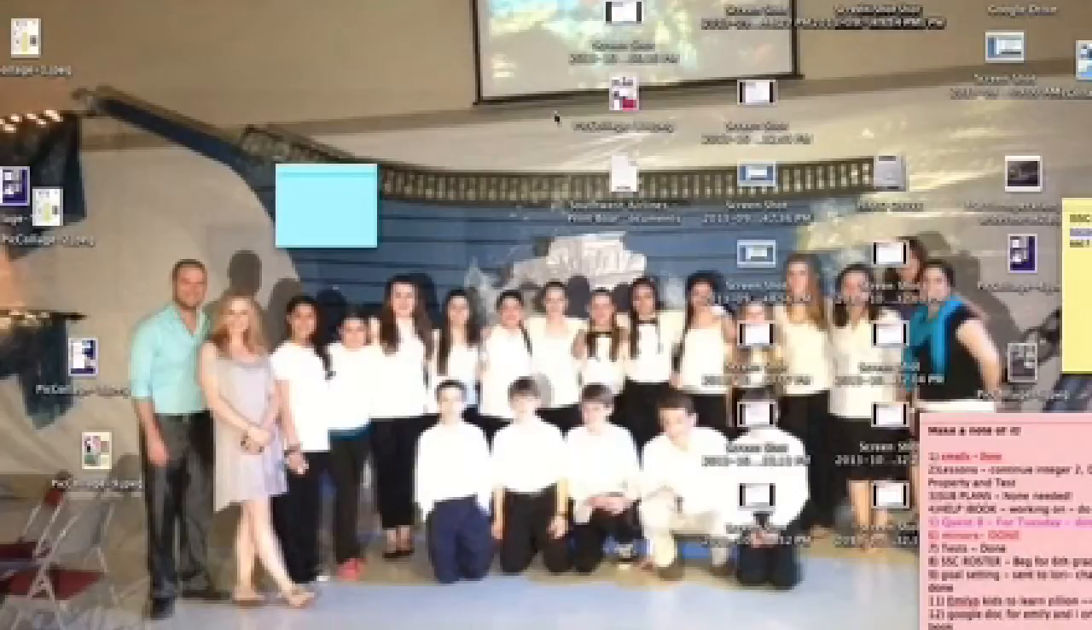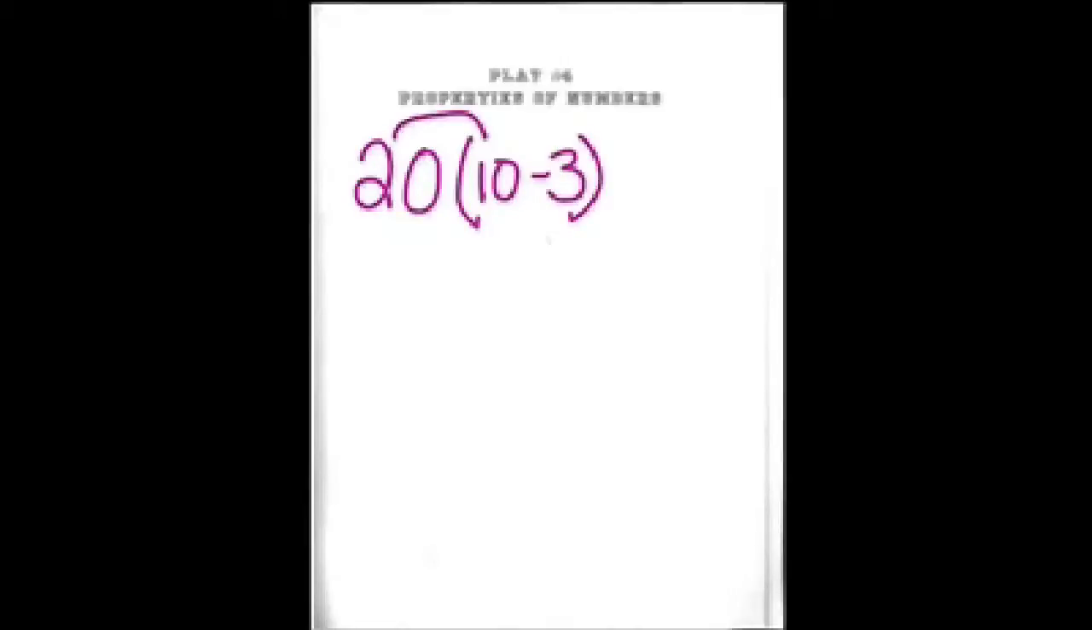Let's do another example with subtraction. Okay, let's do 20 times the quantity of 10 minus 3. Again, think about the party. 20 wants to go to this really amazing birthday party, and 10 and 3 are already there. 20 is at the door, having to knock and ask, can he come in? He has to ask both 10 and 3. He can't just ask one person. He has to ask both.